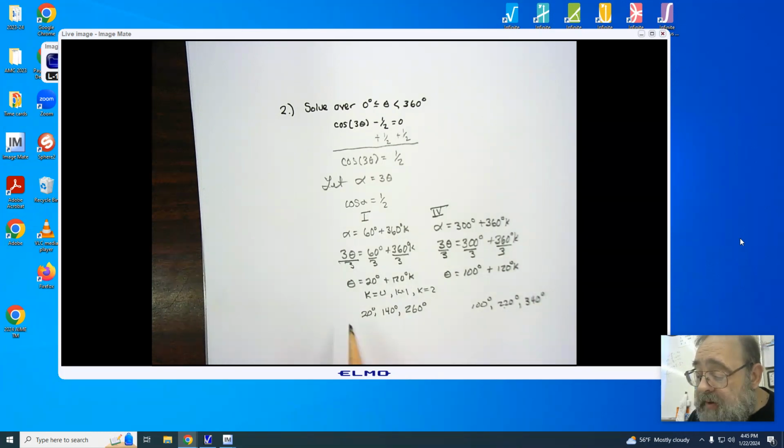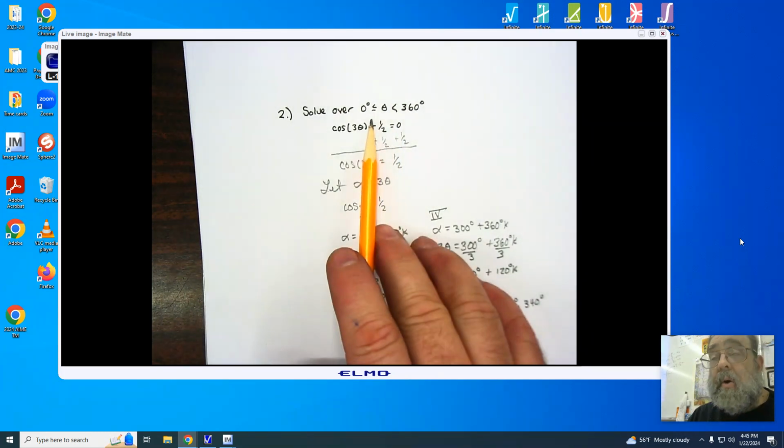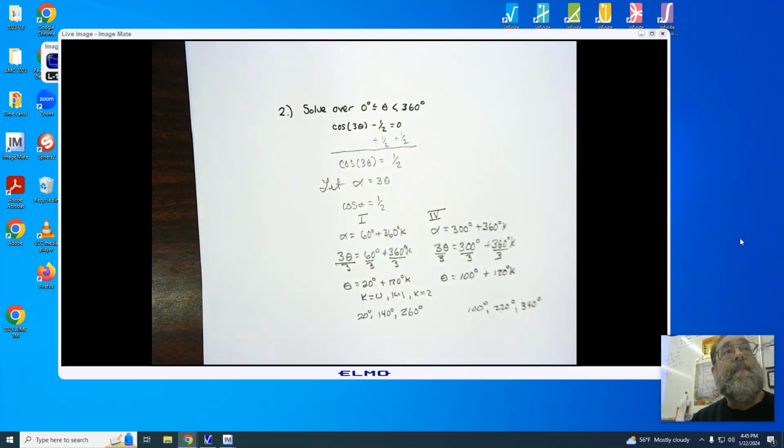Notice that all of these angles are between 0 and 360. And those are the solutions. Now we can arrange them from least to greatest, depending upon what your teacher asks. However, these are the 6 angles that we have.